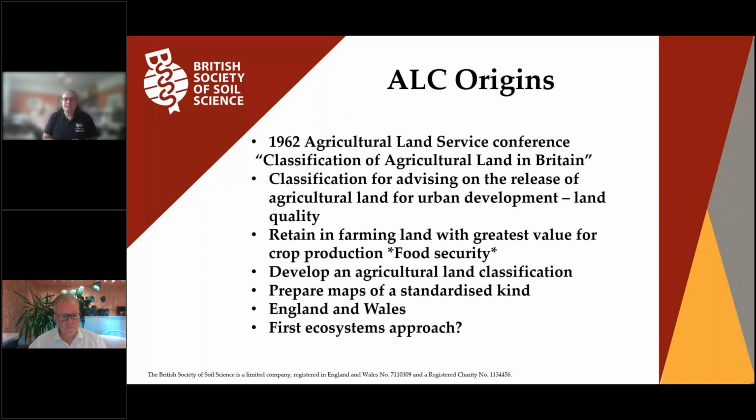So in 1962, the Agricultural Land Service held a conference, the classification of agricultural land in Britain. This was looking at how they could look at the agricultural use across the country, because urban development was growing at a significant rate, and it was recognised that agricultural land, although it was required for development, was also required for agriculture. And so they wanted to develop a system whereby the best land could be retained for farming and the poorer quality land could be used for development. So once again, we were looking at the food security issue too.